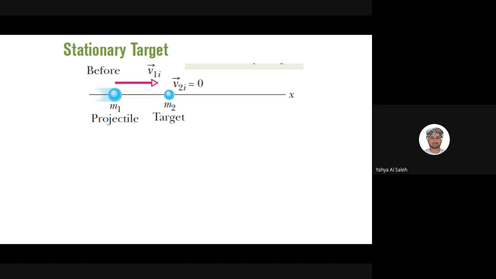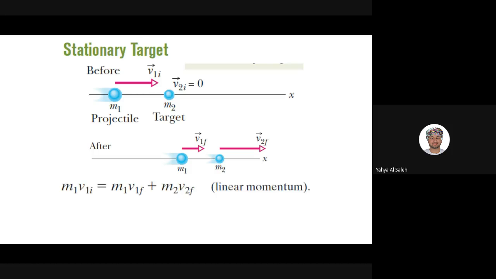What is our equation going to be now? Initially, we have M1, M2. V1 is something. V2 is 0. It's not moving. Later on, we have M1, M2, and both of them are moving with different velocities. Our momentum is going to be conserved. M1 V1 equals M1 V1F plus M2 V2F. Our kinetic energy is also going to be conserved.